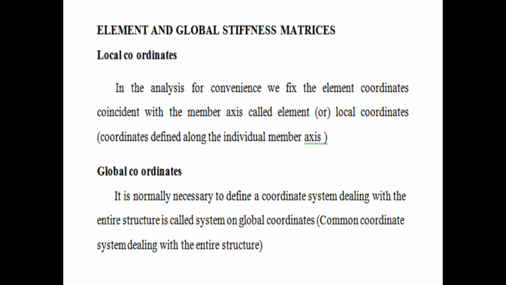So, in this element and global stiffness matrices, local coordinates. In this analysis, for convenience, we fix the element coordinates with the member axis, called element or local coordinates. Next one, global coordinates. It is normally necessary to define a coordinate system dealing with the entire structure, called system or global coordinates.